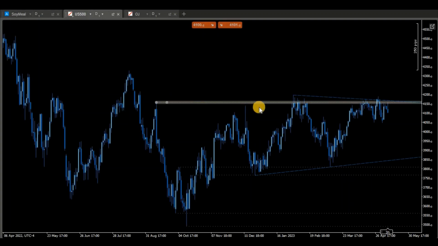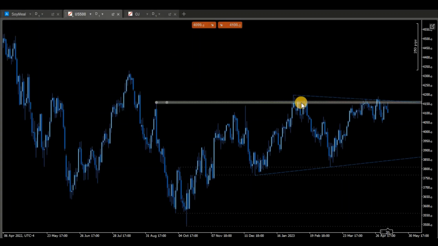So at the moment, we have this horizontal support that's been holding for a long time. The last time I did a video on this, I was actually short as well, but it was just very slow moving and a lot of indecision. I decided to get out. I took a small profit. I got out, and I'm back in this short again.